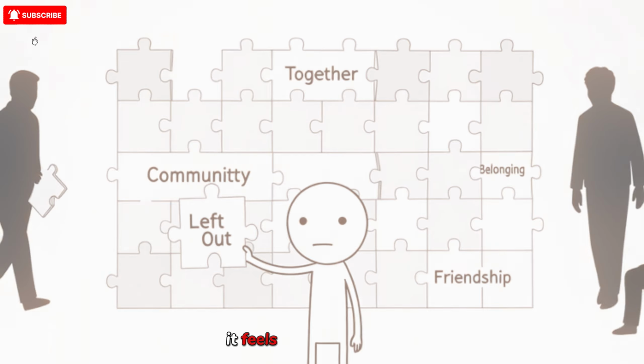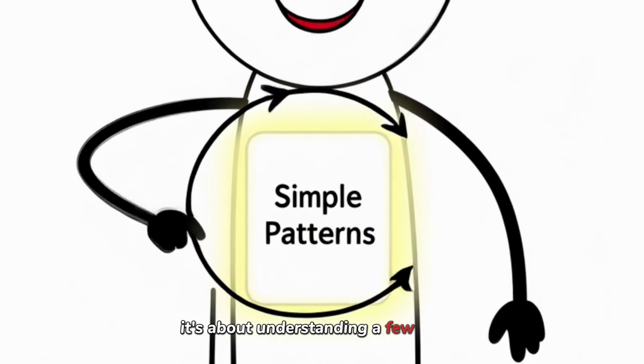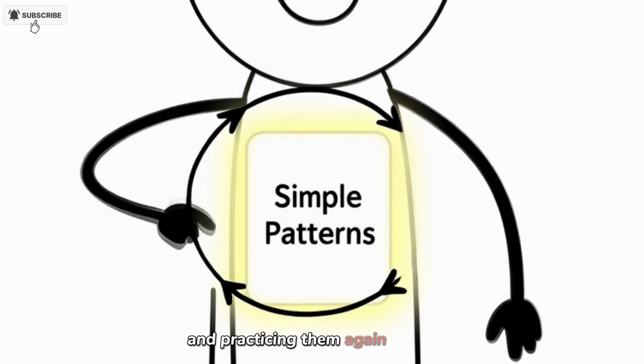But here's the good news. Building clear, natural English sentences is not about remembering 100 grammar rules. It's about understanding a few simple patterns and practicing them again and again.